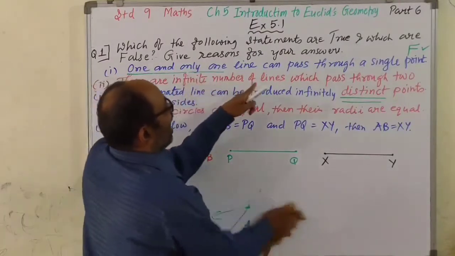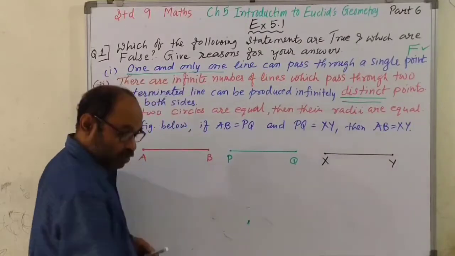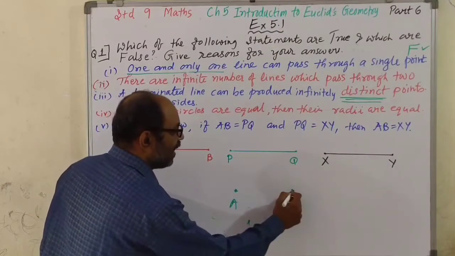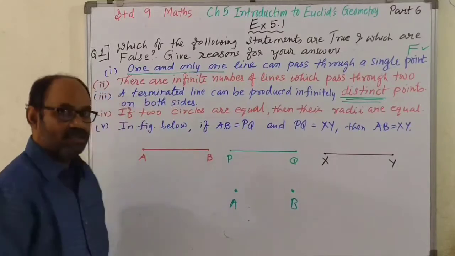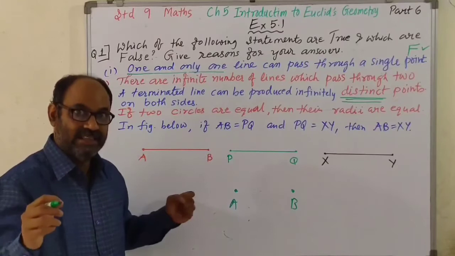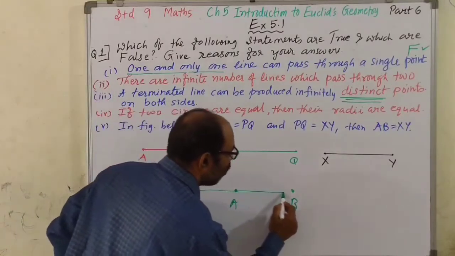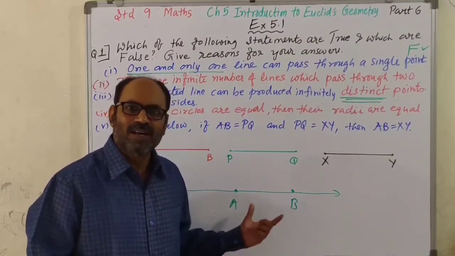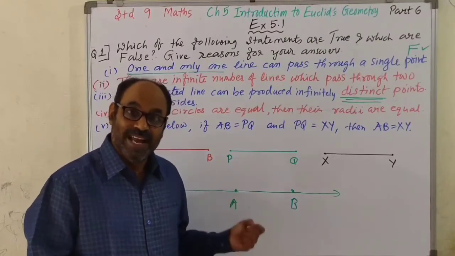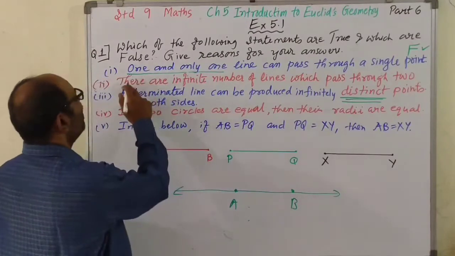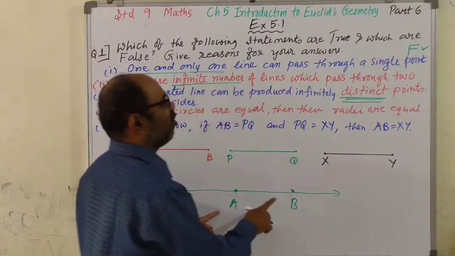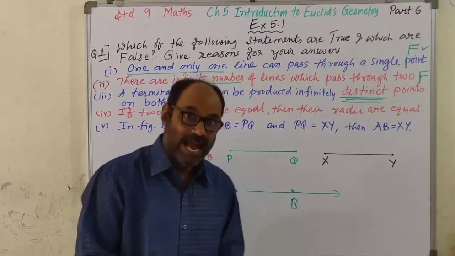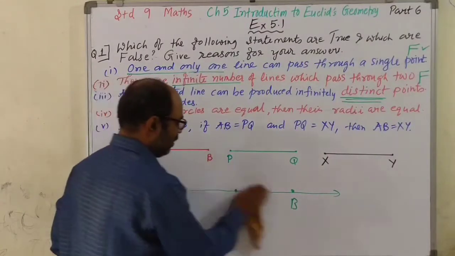There are infinite number of lines which pass through two distinct points. How many points? 2. And how are they? Distinct. These are distinct points. Not coinciding, not equal, distinct. So how many lines will pass? 1 line. Now a second line? Not possible. So one and only one line passes through two distinct points. A unique line passes through two distinct points. So again, it's not infinite. One and only one. So this statement is also false. And what is the reason? One and only one line can pass through two distinct points. Alright.